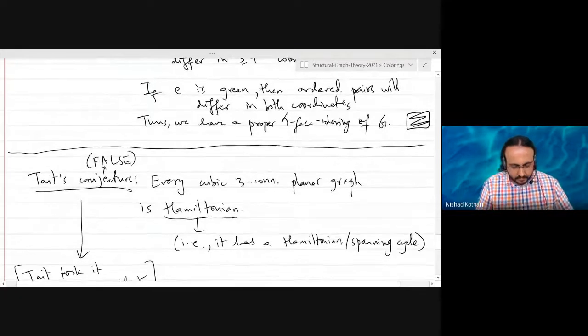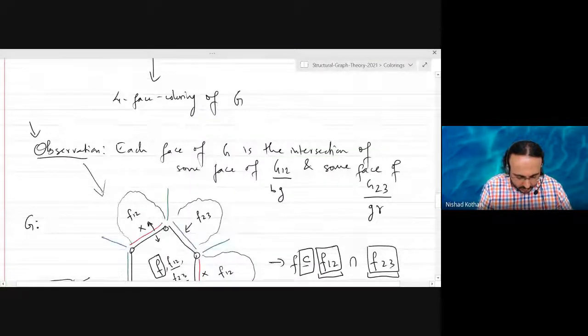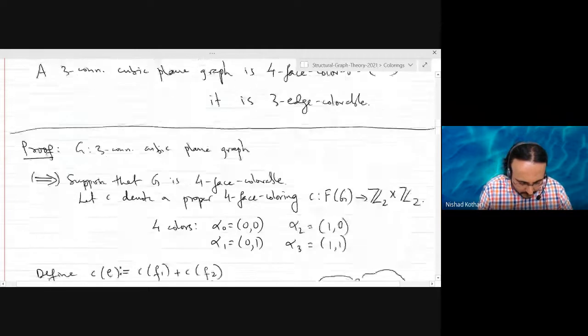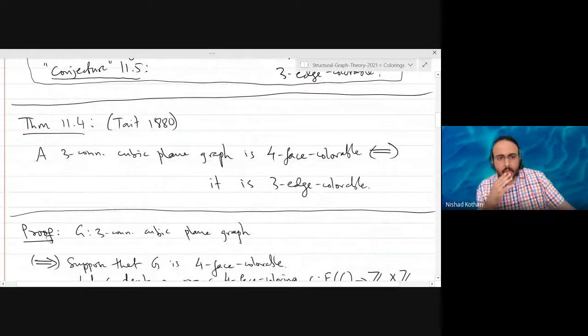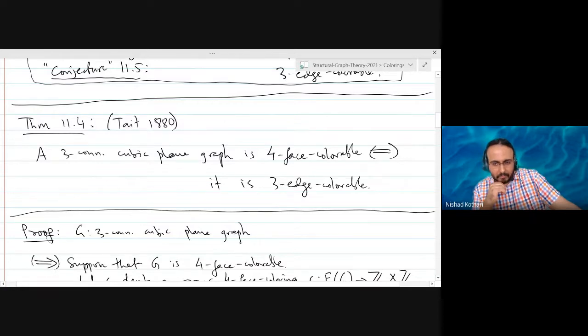So let's go back to Tate's theorem. What did Tate prove? A three-connected cubic plane graph is four-face colorable if and only if it is three-edge colorable. And that was one way to prove the four-color theorem: you would show that all three-connected cubic plane graphs are three-edge colorable. Well, what does three-edge colorable mean? It means that it has three disjoint perfect matchings that cover the entire edge set of the graph, right? Red, blue, and green, three perfect matchings.